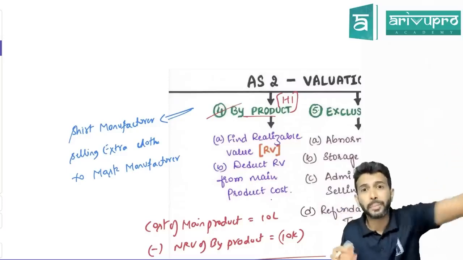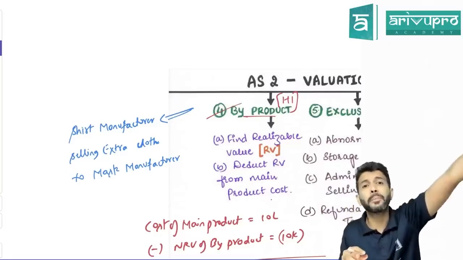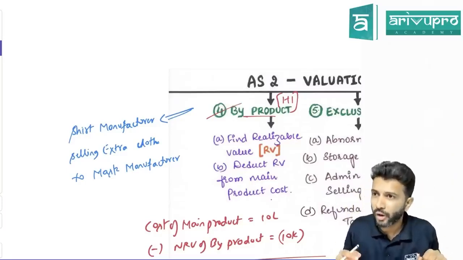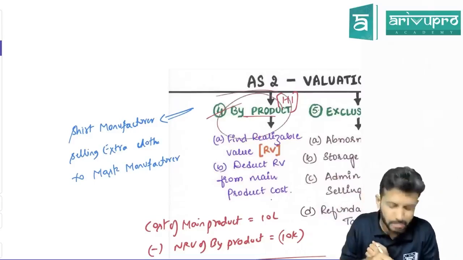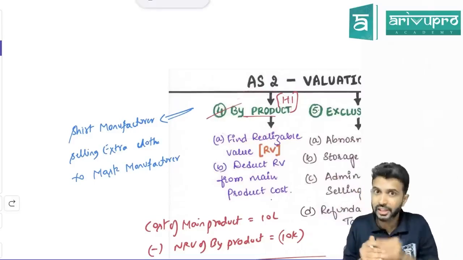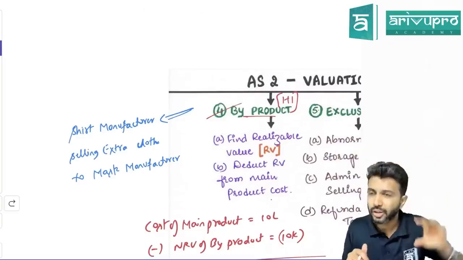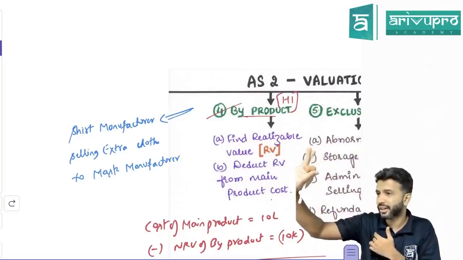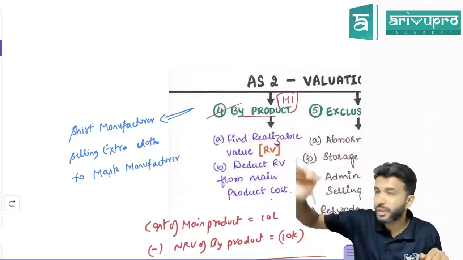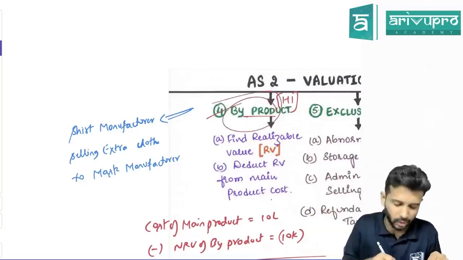They will sell this waste cloth to that company who's making masks. That means this wasted product now has some value. That is what we call a byproduct. Though negligible, it still has some value. So your main product is what? Shirt. But the waste cloth, whatever you are generating, becomes your byproduct, which you are able to sell.